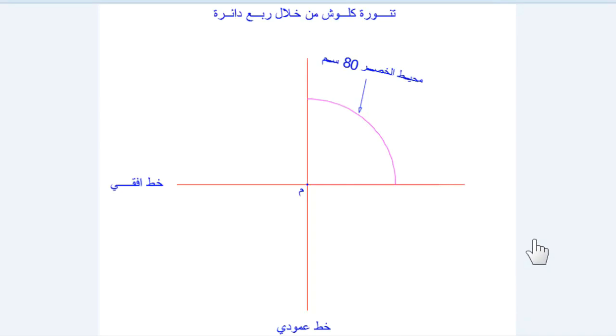Now what we need is to make the first circle, which is close to the center and which represents the circulation of the skirt. So the circulation for the whole skirt, as a quarter of the circle, is going to be 80 centimeters. Now how will we make this circulation?